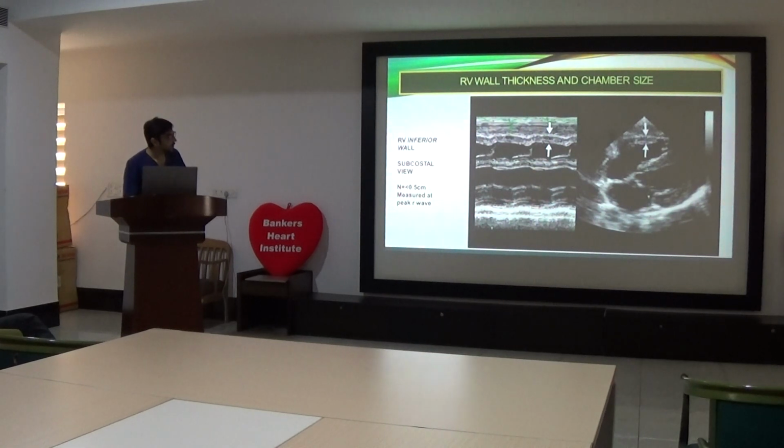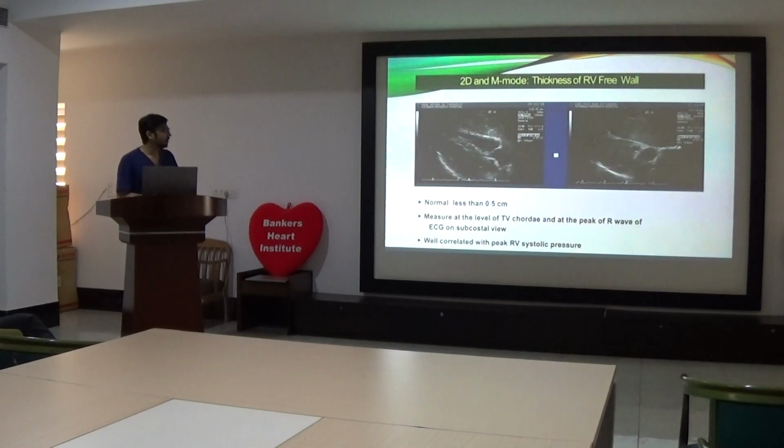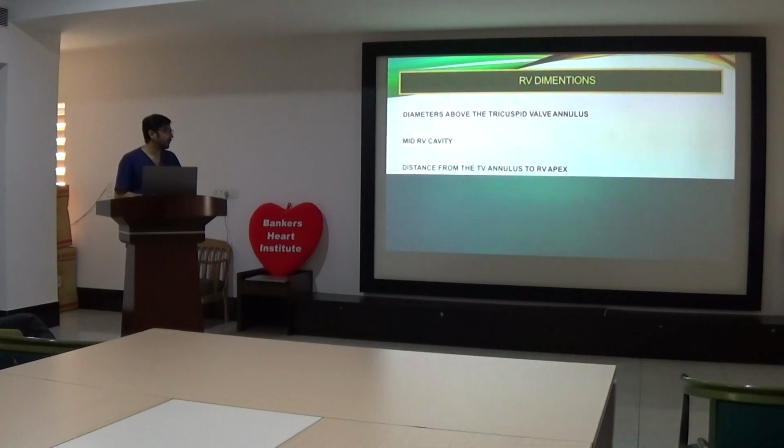In this, the trabeculation and fat pad we have to keep in mind, not to consider during the assessment. So normal is less than 0.5, measured at the level of the chordae at the peak of the RV, on subcostal, and it correlates well with the peak RV systolic pressure.